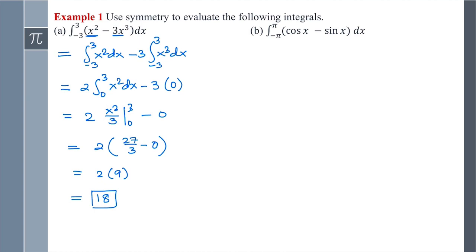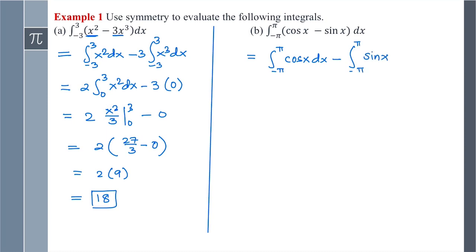So now let's look at the second example that we have here. Let's do the same thing. Let's go ahead and split this into two parts. So we have the integral from negative pi to pi of cosine x dx minus the integral from negative pi to pi of sine x dx.